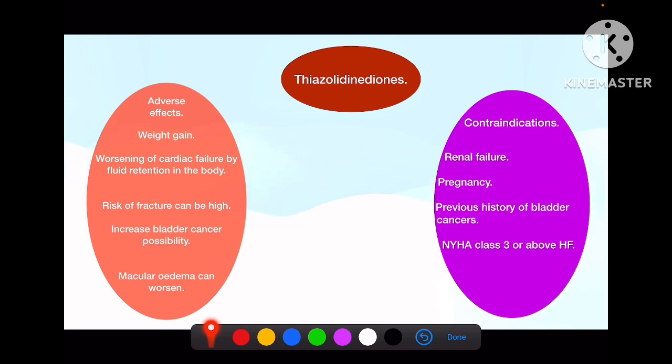What are the contraindications of giving thiazolidinedione? Renal failure, you cannot give. Pregnancy, you cannot give. Previous history of bladder cancer, you cannot give. And class 3 and above heart failure patients, you cannot give because of that fluid retention, right?